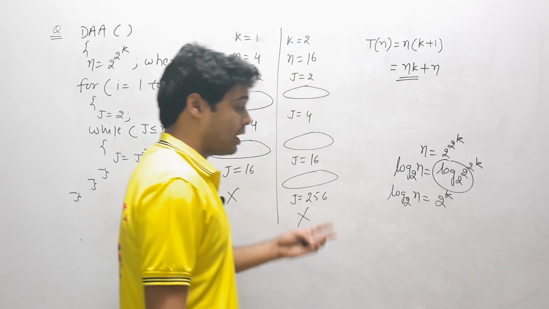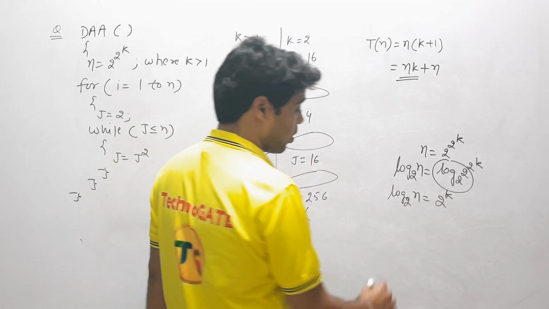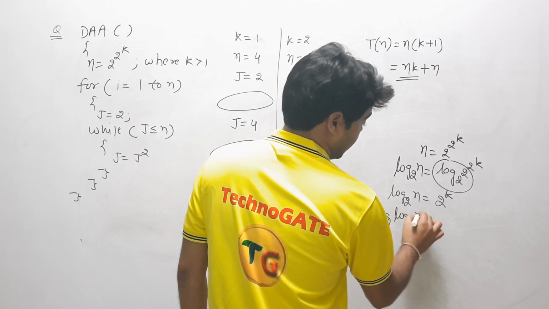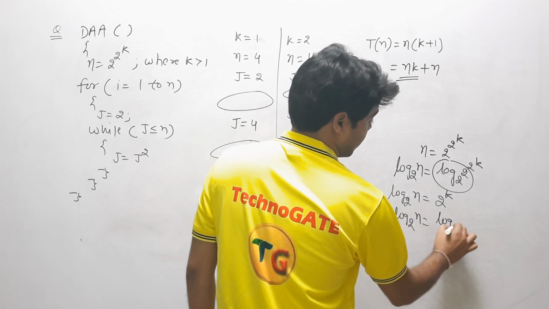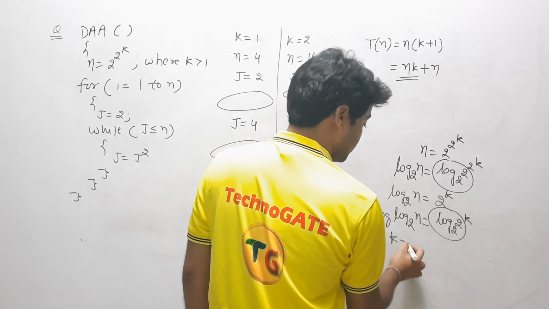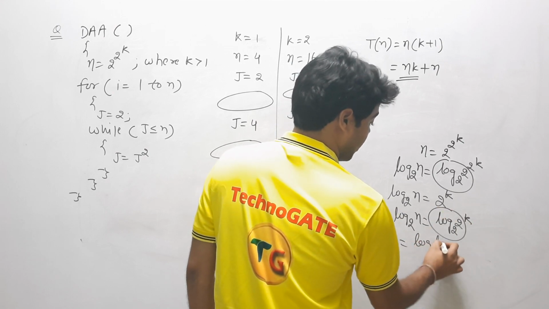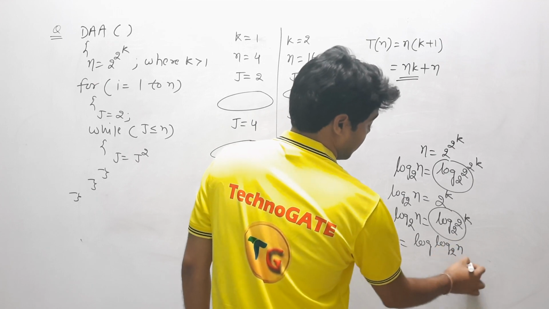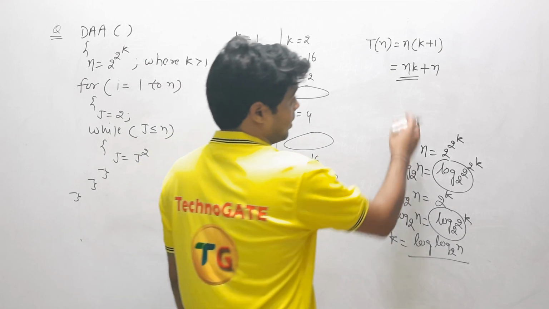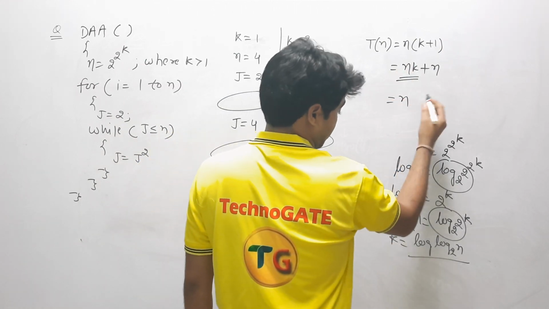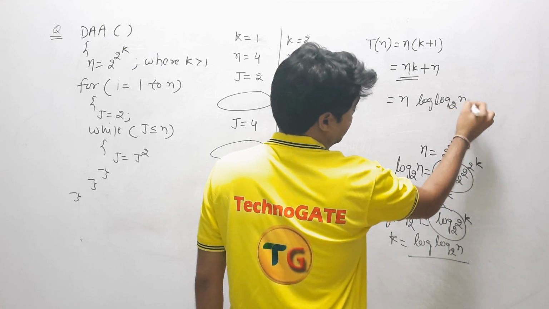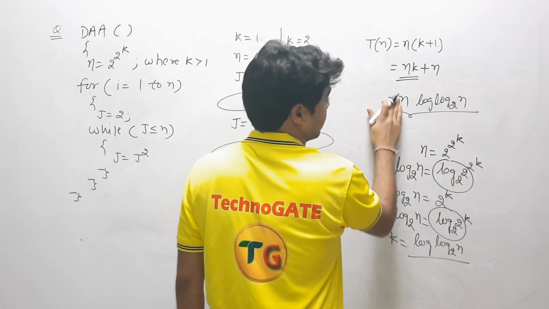Again k is not in terms of n, so again take the log. So log of log n is log of this, and this becomes 1 again. So k becomes log of log n. Okay, so put k here. So n into log log n. This is the time complexity of this program.